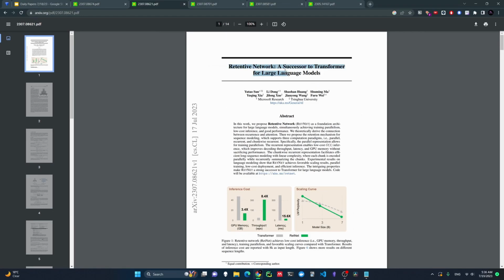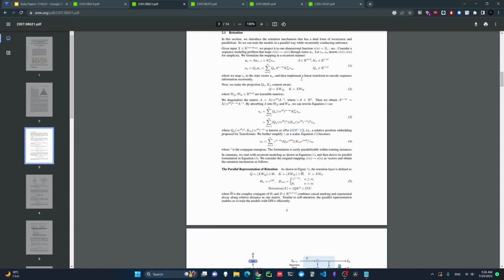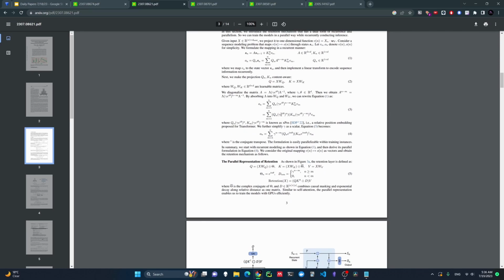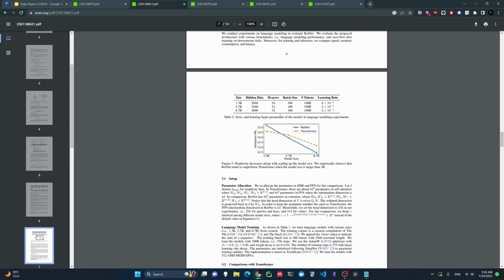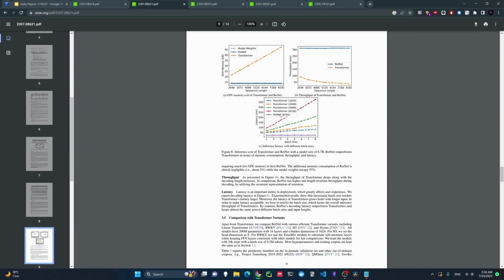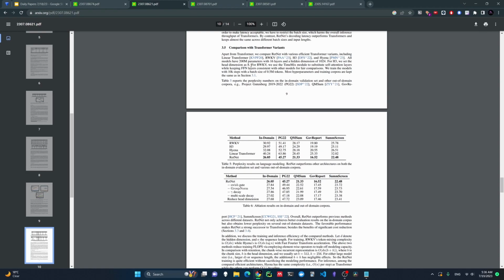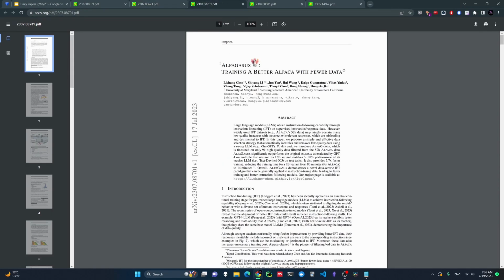And this is the Retentive Network paper we talked about. Has a lot of math in there. Not going to be reading through all of the math, but basically you just have to know that this paper performs better than the transformer. It's probably going to be the next transformer.